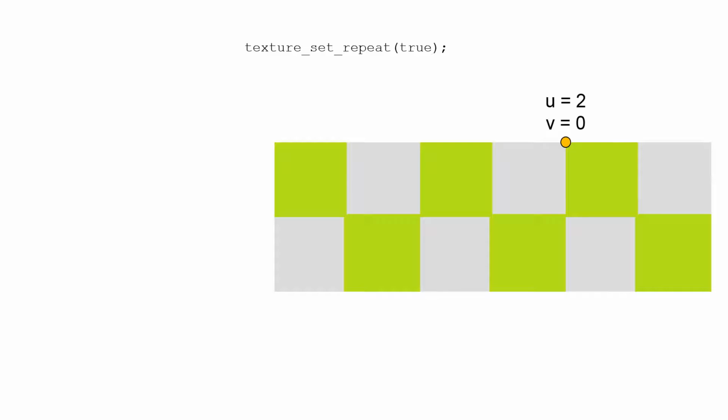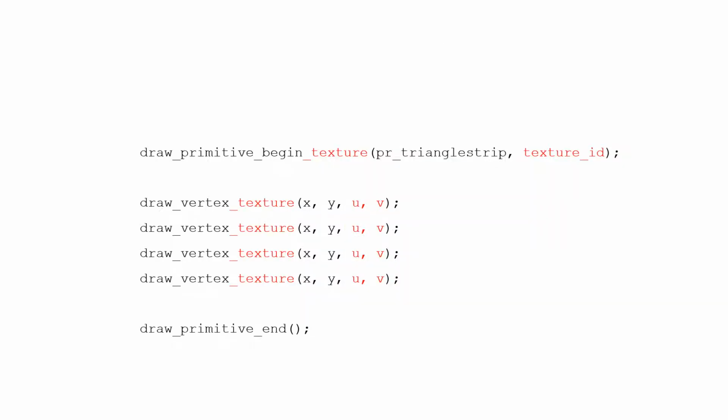So at every whole number, 1, 2, 3, it will start a new repetition of the texture. Let's have a look at the code modifications that you need if you want to create textured geometry. Everything can stay the same, you just need to amend a couple of things.